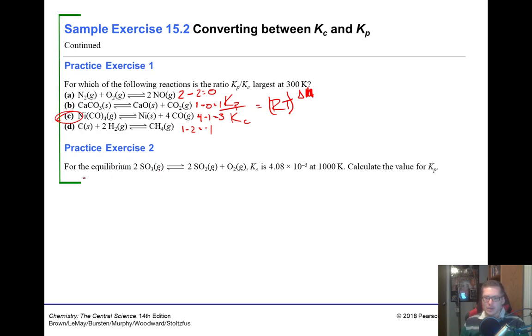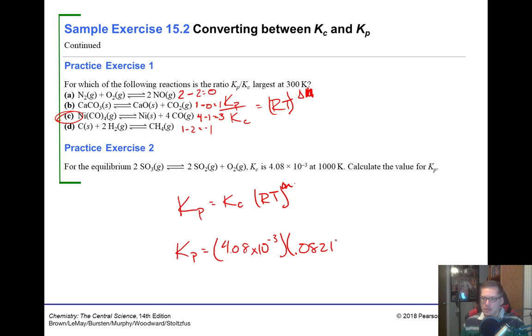Cool. For the equilibrium, here we're going to actually use the equation. Calculate the value for Kp. So our Kp is equal to Kc times RT to the delta n. So our Kp value would be equal to our Kc, which is 4.08 times 10 to the minus third, times our R value. It doesn't really matter what R value we use because we don't really have a pressure, so we'll just use 0.0821, and we'll know our pressure is in atmospheres.